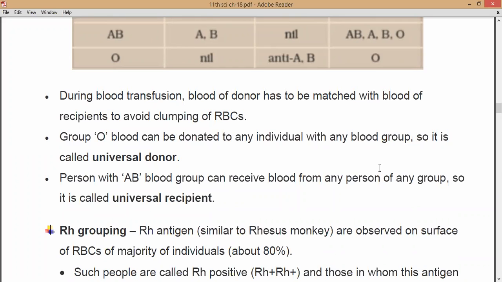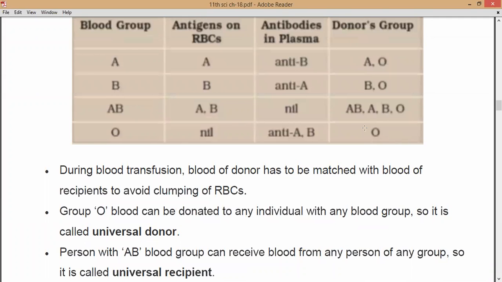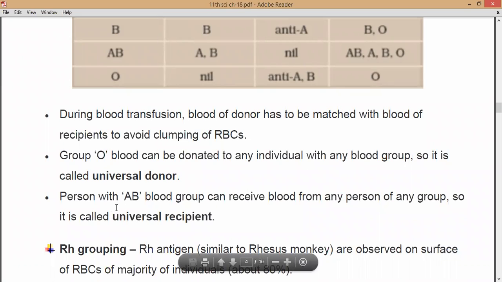And for the person with AB, here you can see that the donors group contains all the groups, right? For this reason, as it can receive blood from all the blood groups, this particular blood group is known as universal recipient. So this is all about the ABO grouping system.